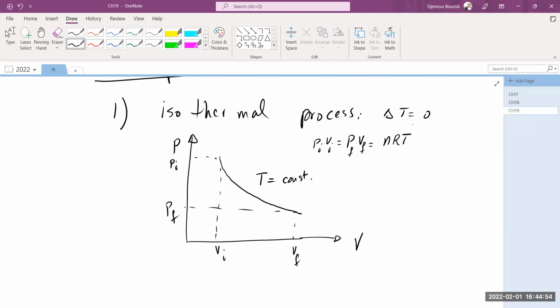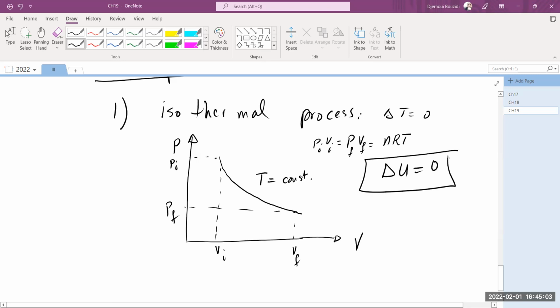Since delta T is 0, this is a big deal, okay? Delta U is 0. So in an isothermal process, there is no change in the energy. The energy here and the energy here, it's the same. So the difference in energy is 0. Why? Because remember, we argued in general the energy is nCV delta T no matter what. Since delta T is 0, this better be 0. Period. End of the story.